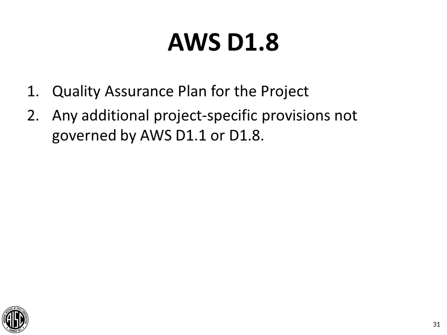And then finally, any additional project-specific provisions not governed by AWS D1.1 or D1.8 that you're going to enforce on your project need to be clearly shown. Again, unless you have some very deep knowledge of welding and some very specific reasons you need something different, you're probably just going to want to adopt the requirements of AWS D1.1 and D1.8 directly rather than adding things to that.